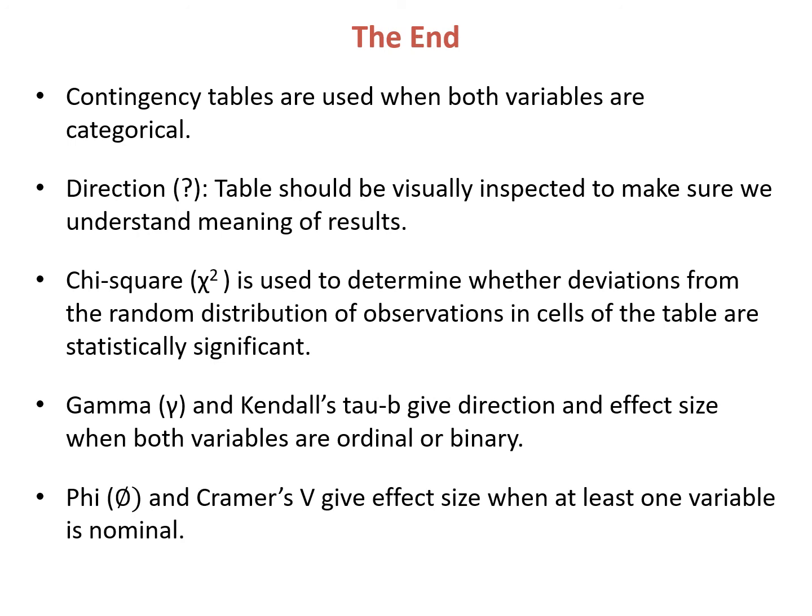The goodness of fit measure is the chi-square. So we use the chi-square to determine whether or not there are deviations from the random distribution of observations in the cells of the table. And that's what gives us statistical significance of the fit. We can use gamma or Kendall's tau B to give us the effect size and direction when both variables are ordinal or binary. And then if at least one of the variables is nominal, we can't have direction, but we can still have effect size. And that is done through using phi or Cramer's V.